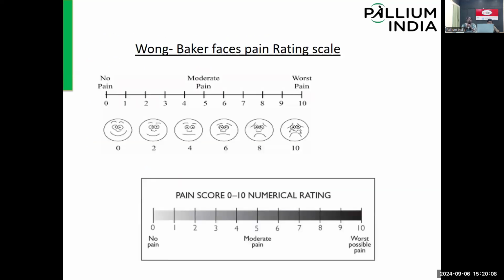The first one is the Wong-Baker faces pain rating scale. Depending upon the facial expressions, we can classify the pain score: 0, 2, 4, 6, 8, 10. The other is numerical, 0 to 10: no pain, moderate pain, and the worst pain. These are the different types of pain rating scales. So you have to study the Wong-Baker faces; that is very important.